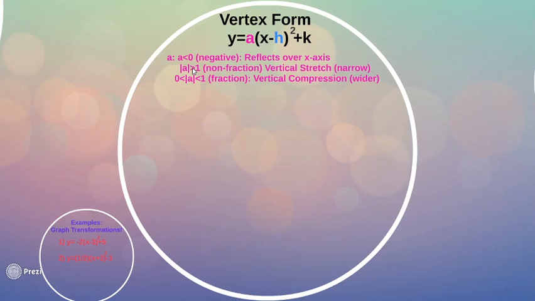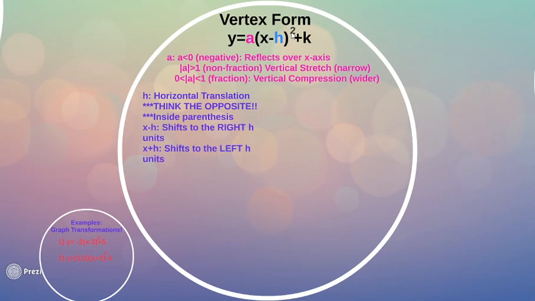Okay, now the h value, that is the value that is added or subtracted to the x inside of the parenthesis. Okay, and that will move the graph left and right. But you have to think the opposite with the h value. Whenever you see x minus an h value, usually when we see a minus sign, we think left, because when you head left on the x-axis, you get more negative. Well, you got to think the opposite. So when you have x minus h, it will actually go to the right h units.